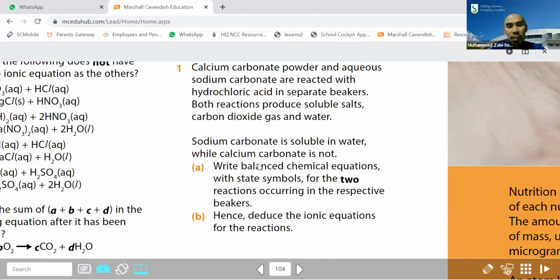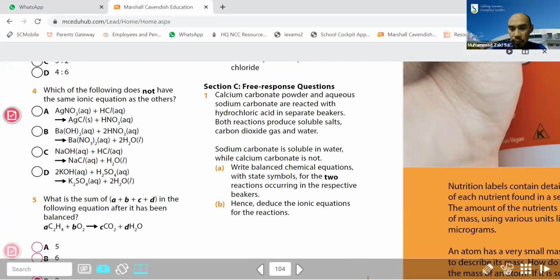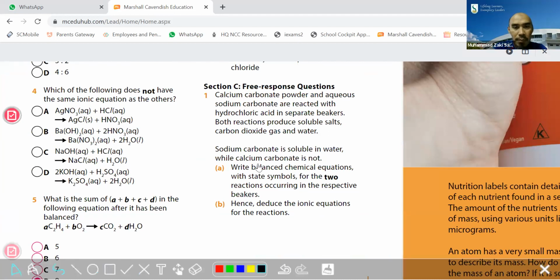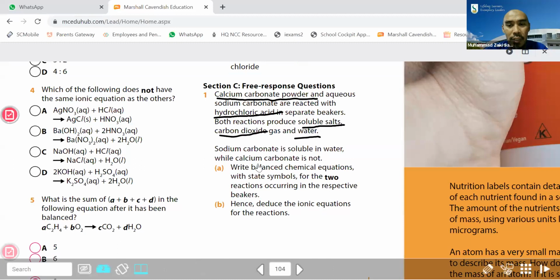So calcium carbonate, a carbonate, and aqueous sodium carbonate are reacted with hydrochloric acid, and they produce salt, carbon dioxide, and water. Actually, this is also a topic on acids, acid and carbonate. So we are revising two things. Okay, so how to write down this equation?